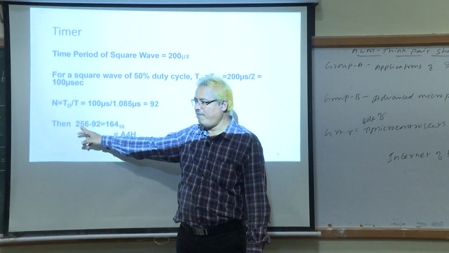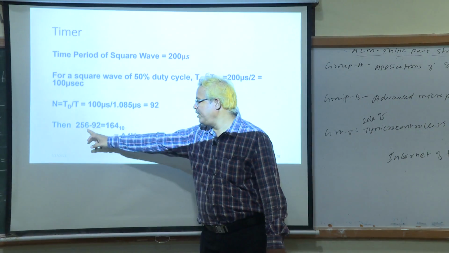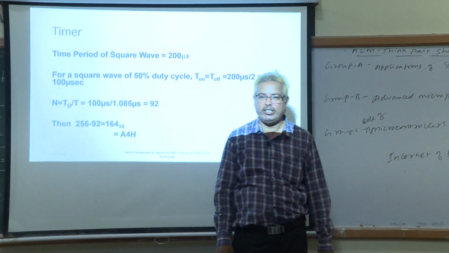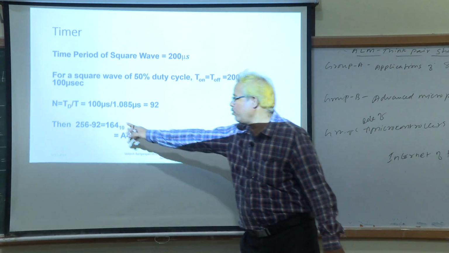The maximum value of the timer, since it is an 8-bit timer, is 256. 256 minus 92 is 164 to the base 10. The hexadecimal value is A4H. A4H is to be loaded into the timer register in order to create the 100 microsecond delay.